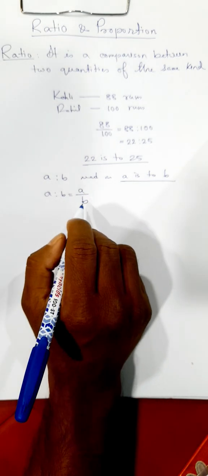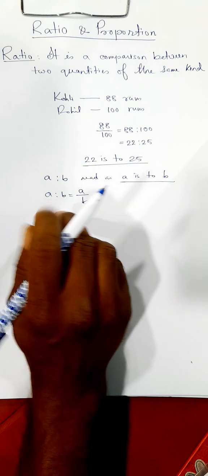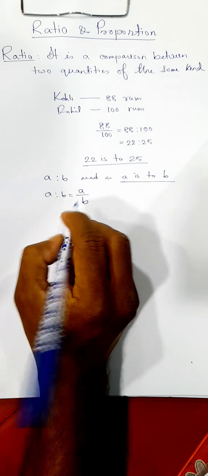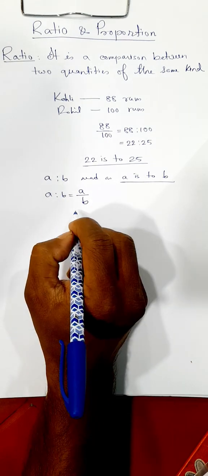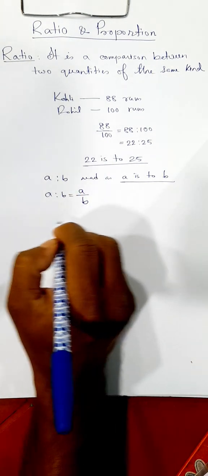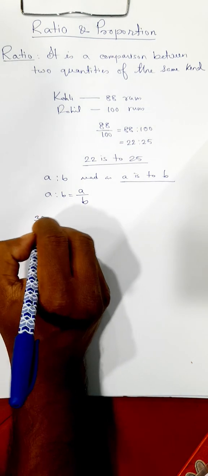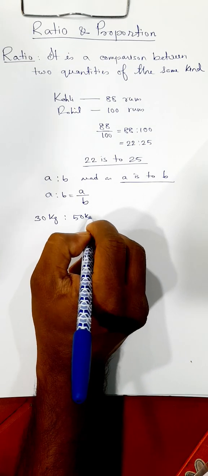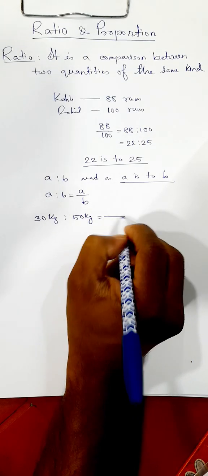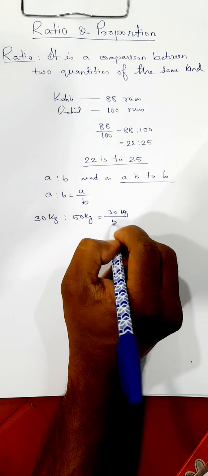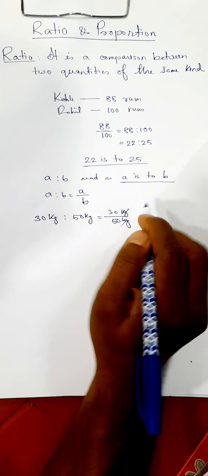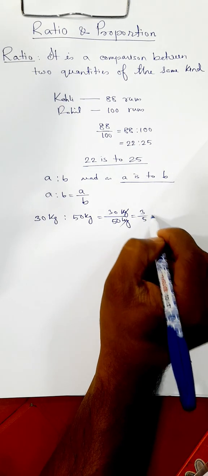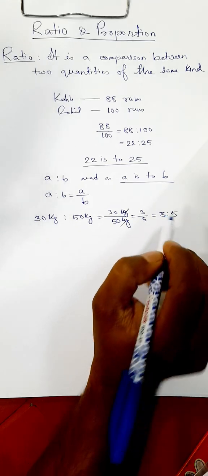A ratio does not contain any unit because it's a comparison between two quantities of the same kind. So when you express in fraction, then the units will cancel each other. Say for example, 30 kg is to 50 kg, 30 kilogram by 50 kilogram. So units will cancel each other. The ratio will be, in simplest form, 3 by 5 or 3 is to 5, right?